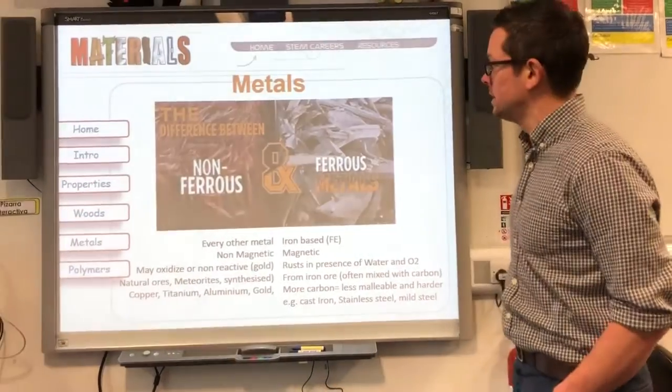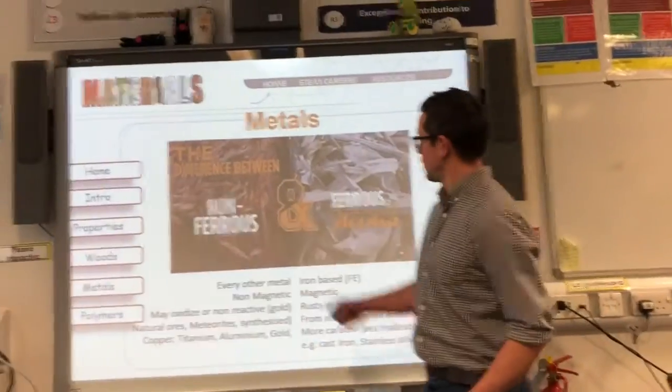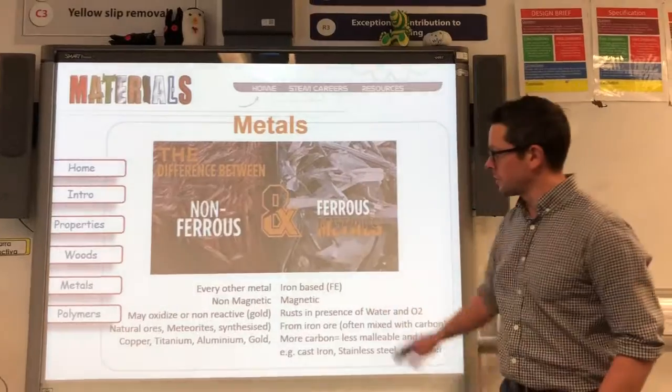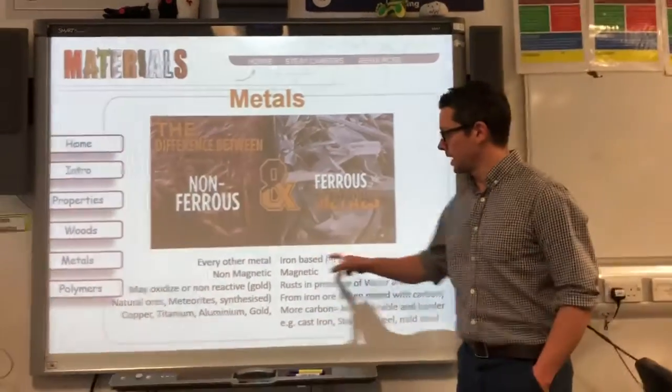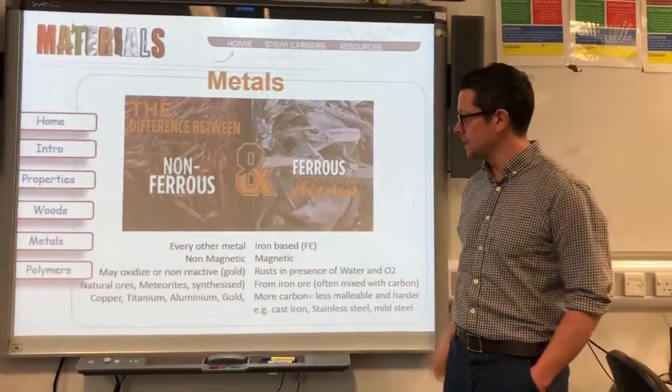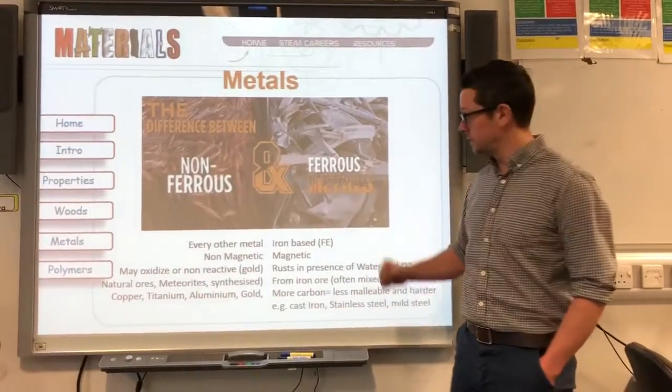Okay, metals, nice and easy. 2 groups again, non-ferrous and ferrous. Okay, we'll look at ferrous first of all. Ferrous will always be iron-based. Remember, the chemical code is Fe. It's always going to be magnetic if it's got iron inside it.